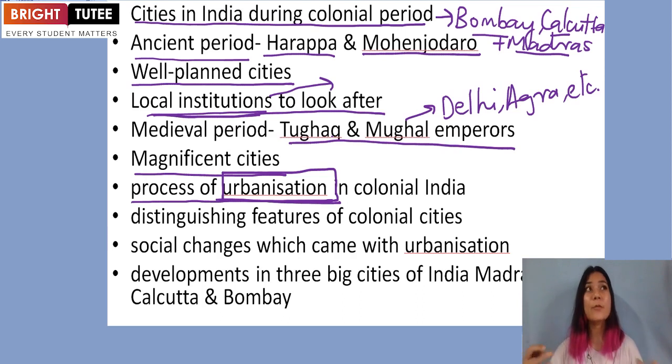Okay, so basically when we talk about the development of cities and towns during the colonial period, we are basically trying to understand the process of urbanization in the colonial period. Now the cities and the process of urbanization had distinguishing features, distinct features, unique features, which is why we are looking at the cities and towns of the colonial period, right? Every period had their unique development of cities and towns.